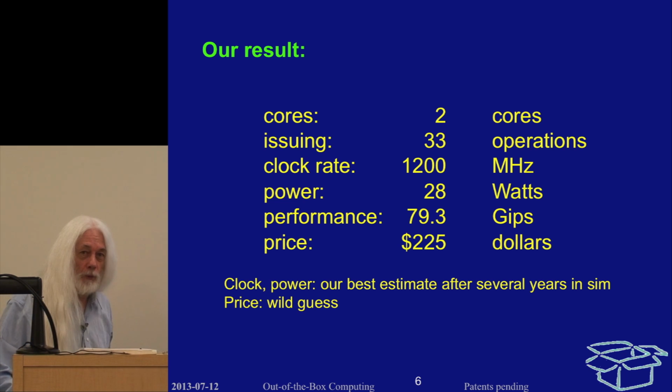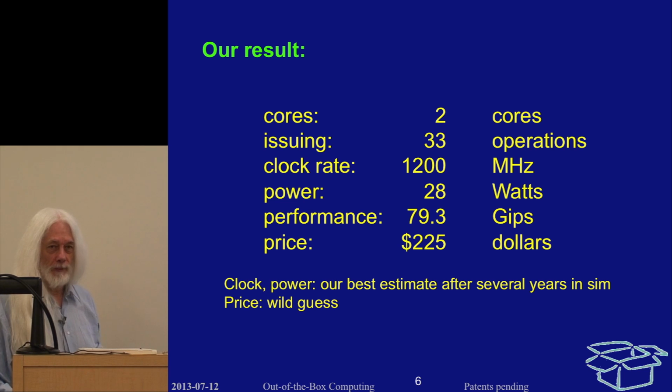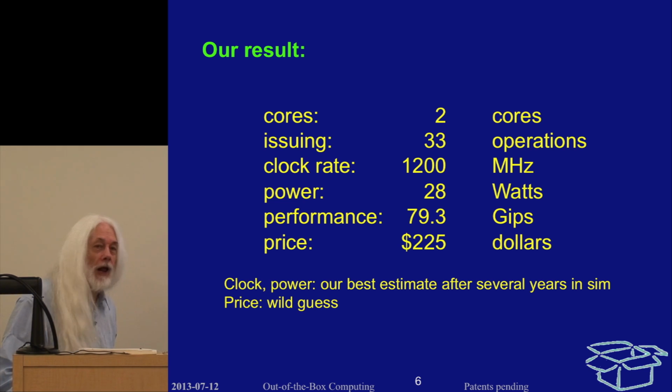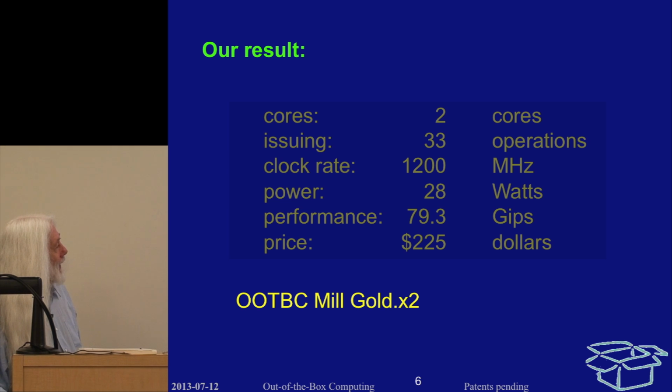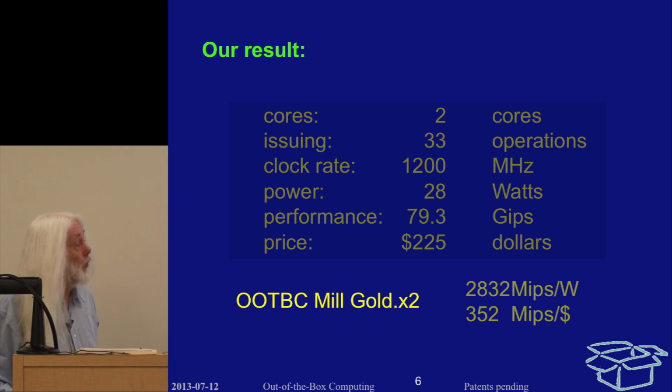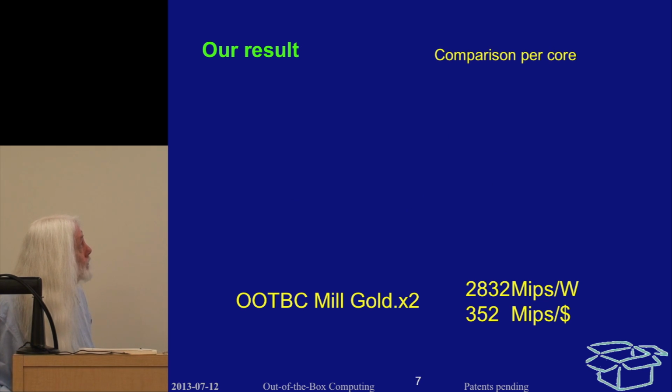Now, this is vaporware. We are still several years away from having something with pins on the bottom. So the clock and power are our best estimate as professional design engineers based on several years of simulation. And the price is anybody's guess, but we don't even own a marketing department. And the longer that lasts, the happier I'll be. That's the Mill Gold chip, or 2 Gold cores in 1 chip. That's what you get overall.